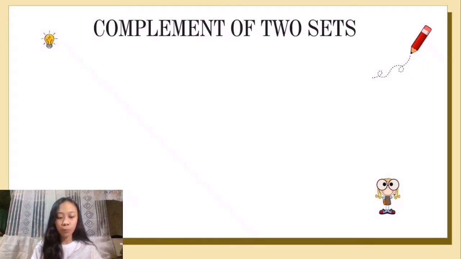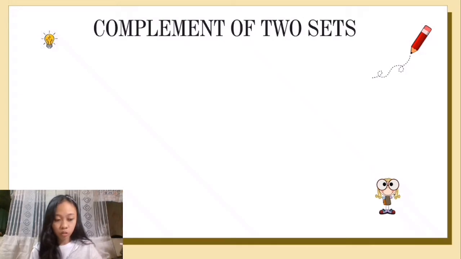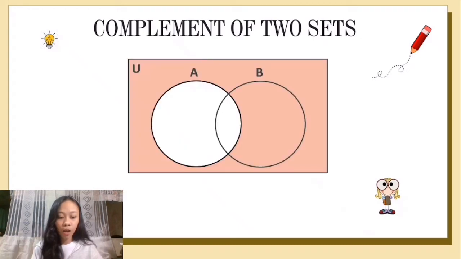So when we say complement of two sets, that is simply referring to the elements on the universal set that are not in a given set. Nagigets po ba? So, ibig sabihin, yung mga element na nasa universal set pero wala sa given set. So, paano illustrate yun? To illustrate the complement of two sets, we will have this kind of representation or illustration. So, this shaded part, makikita nyo yung color pink.